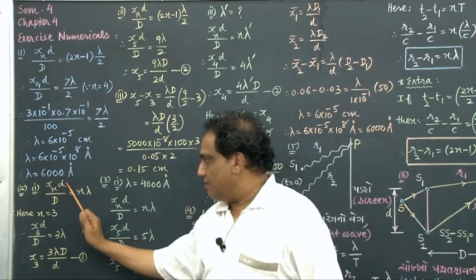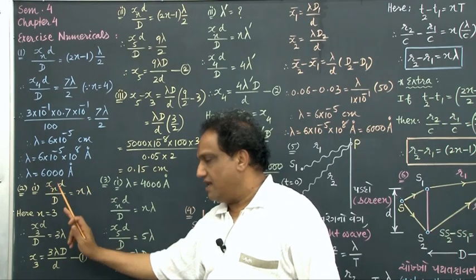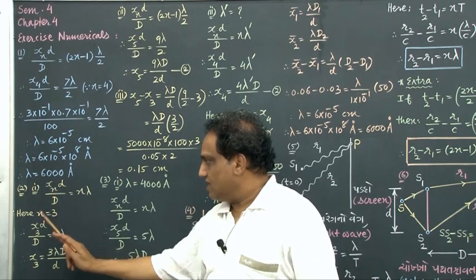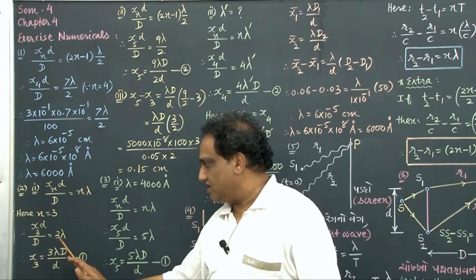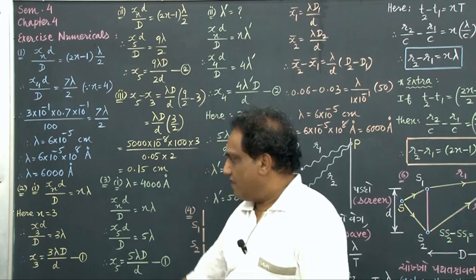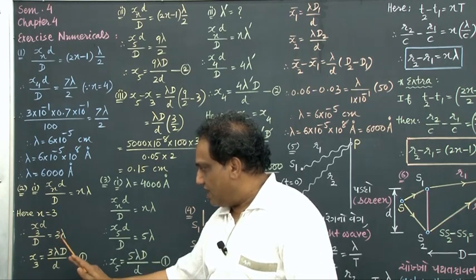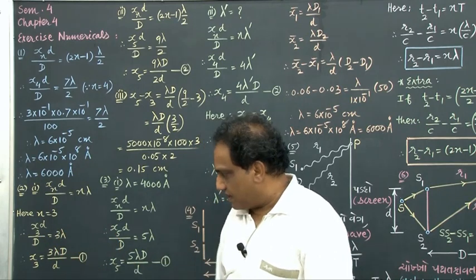Path difference is xD upon d should be equal to n lambda. Instead of x, I am putting xn. N you should write as a suffix. Now put n equal to 3 here. So it is x3 into d upon D, and here n equal to 3, so it is 3 lambda, because they are talking about third order bright fringe. Find out x3, transfer this capital D, transfer this small d. 3 into lambda into capital D upon small d. Give it equation number 1.